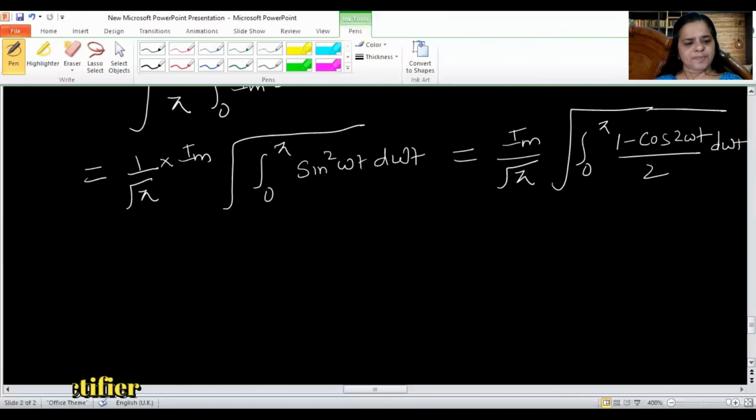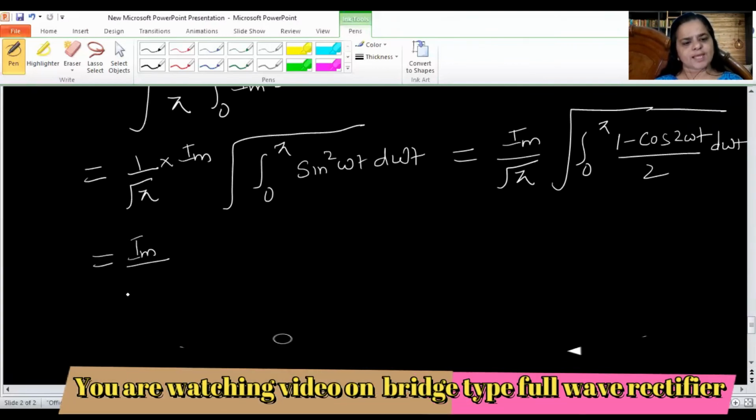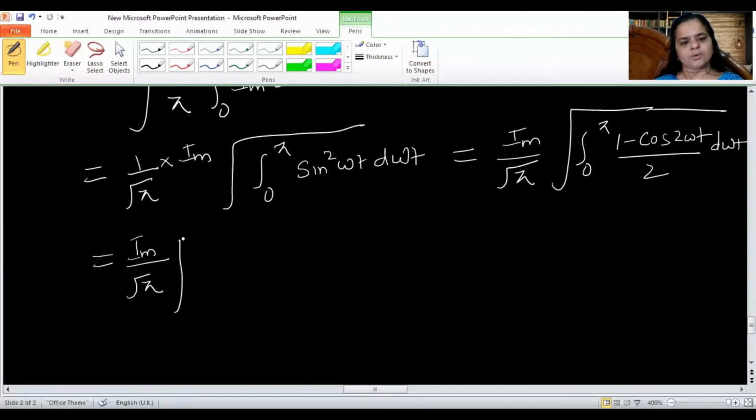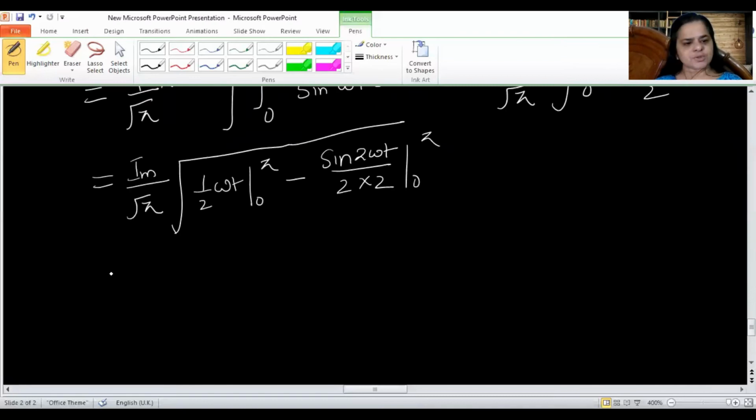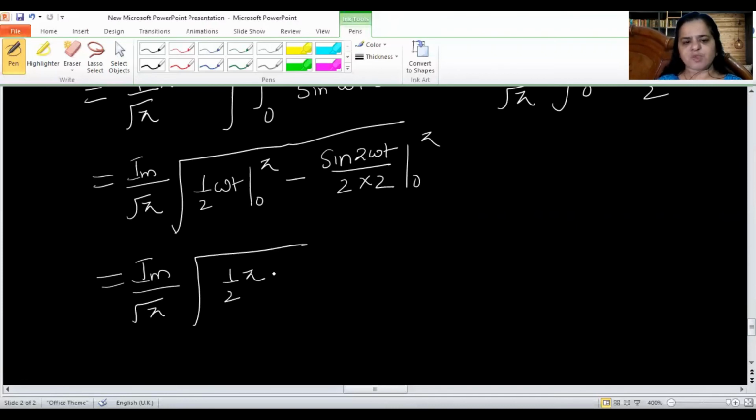So finally, I am going to get Im by root pi under root, the integration of 1 by 2 is 1 by 2 omega t, and limits from 0 to pi. And the integration of cos 2 omega t is sine 2 omega t by 2, and the 1 by 2 is already there, and again the limits are from 0 to pi. So if you finally solve it, what am I going to get? Im by root pi under root, if I put the higher limit, that is 1 by 2 pi. If I put the lower limit, 1 by 2 into 0, that will be finally 0.